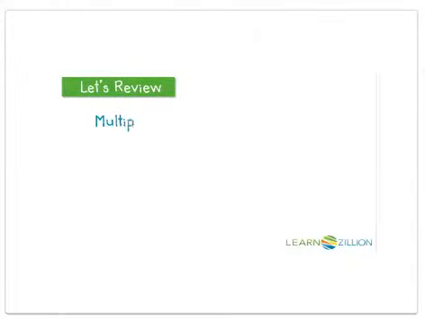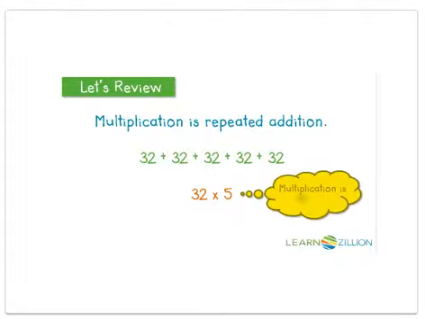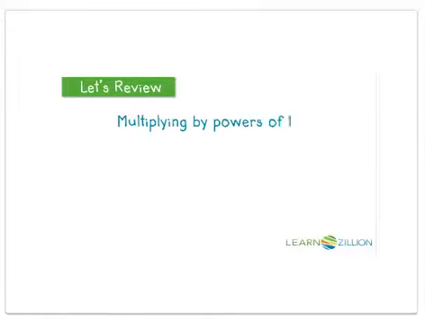It is also important to remember that multiplication is repeated addition. Instead of adding together 32 5 times, we could simply say 32 times 5. Multiplication is much faster. It is important to remember the power of tens as well.